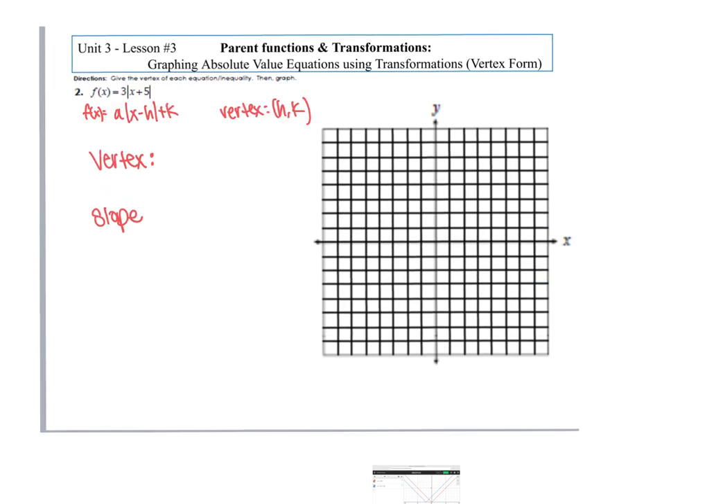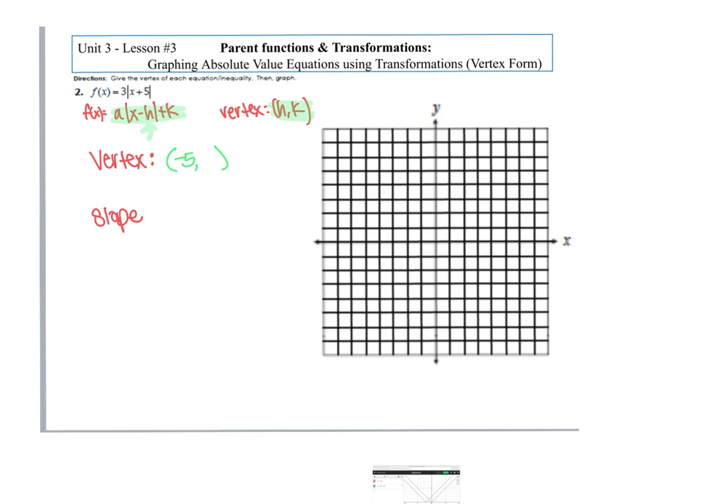On number 2, our function is f of x equals 3 times the absolute value of x plus 5. So again, I'm comparing it to the vertex form, that base formula. And I'm remembering that vertex is h and k values. If I need a reference, h is the number that is inside with the x. So that is a positive 5 inside the bars. And when we take it out to make the vertex, we take the opposite sign. So that's going to come down as negative 5.